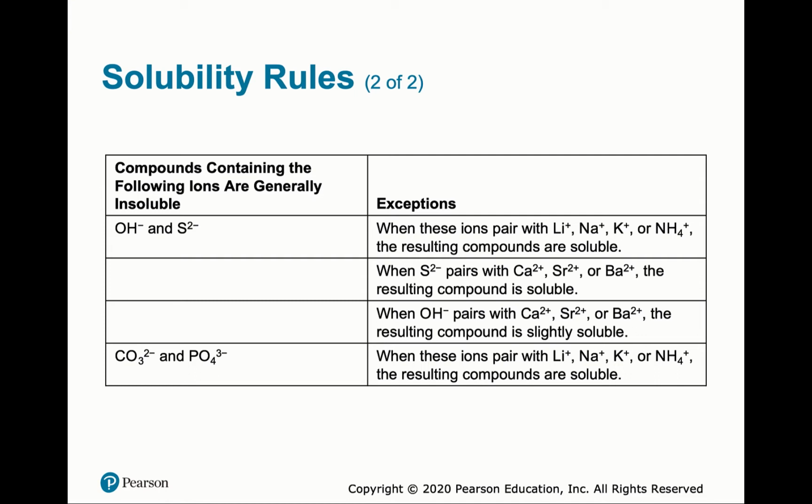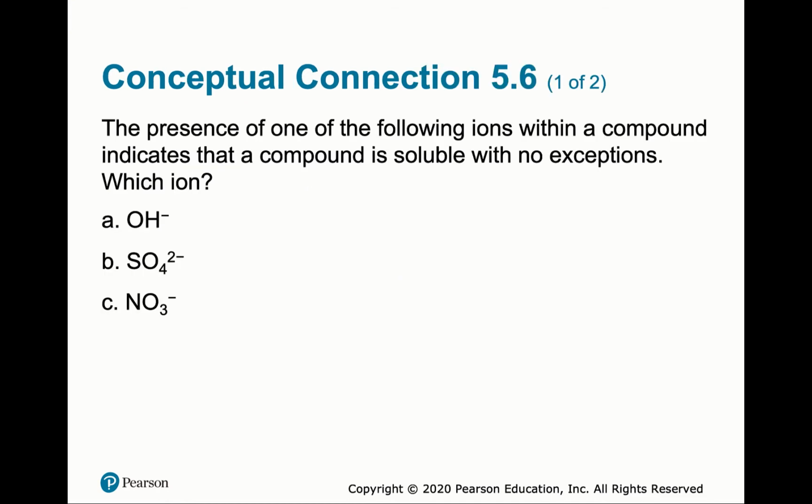Hydroxides and sulfides tend to be insoluble, with the exception of the alkalis and ammonium ion. So we've already mentioned before, there's no exceptions to that. And the sulfides with the alkaline earths tend to be soluble. And when the hydroxide pairs with the alkaline earths as well, it tends to be slightly soluble. And then carbonates and phosphates tend to be insoluble with the exception of the alkalis and the ammonium ions. And you can see as you get these larger charges, it's harder to get these things to dissolve.